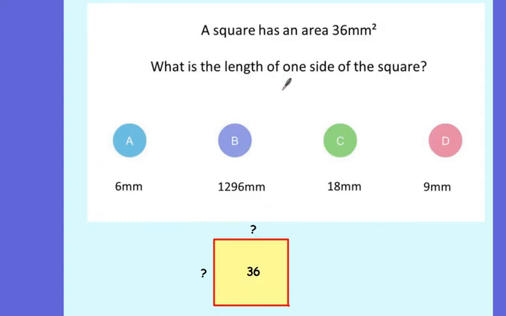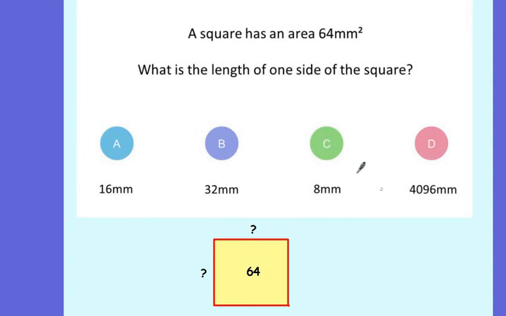Okay, a square has an area of 36 millimeters squared. What's the length of one side of the square? Now to work this out, you need to work out what number multiplied by itself will give me 36, will give me the area of that square. Pause the video, have a little think. And ABCD cards in 3, 2, 1. Great, we're looking for A, because 6 times 6 will give me 36.